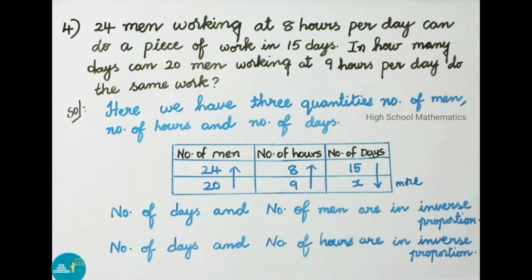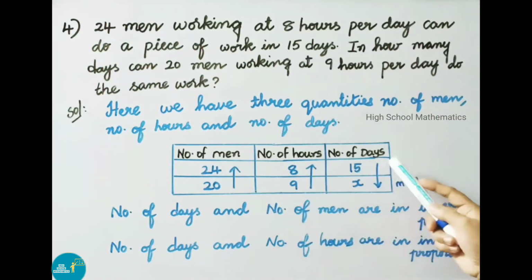24 men working for 8 hours per day, they complete the work in 15 days. Then 20 men working for 9 hours per day, how many days they are going to complete the work we have to find now. Let us take this unknown value as x. Now we represent this with a downward arrow. Now let us compare number of days and number of men. 24 men, they complete the work in 15 days. Then 20 men can complete the work in more number of days.